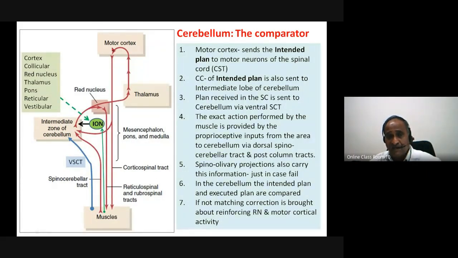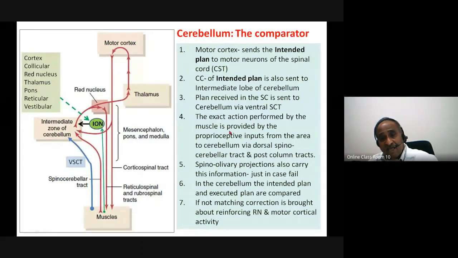Now two things are happening. The intended plan is going down. A carbon copy is given here. Then whatever plan is received in the spinal cord is provided through this blue line through the ventral spinocerebellar tract. Now that is fine up to that point. Now there is a fourth component. Whatever plan is received in the motor neurons is different from the plan performed by the muscles, because the muscles have to perform, and the exact action is performed by the muscles.